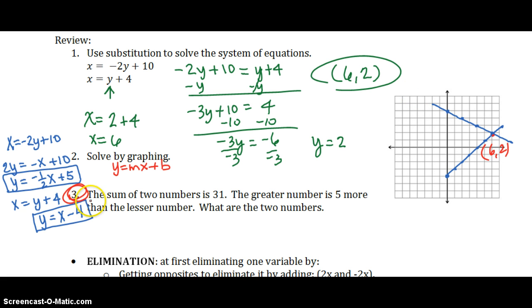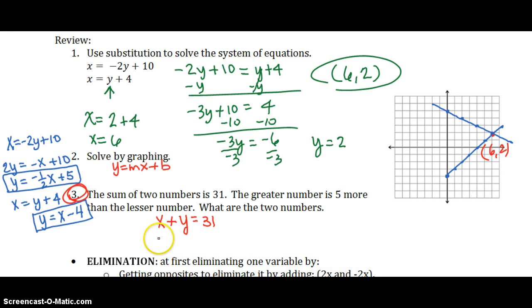All right, number 3 says the sum of two numbers is 31. So two numbers, we don't know what they are, so let's use our famous x and y. The sum of two numbers is 31. That's what the first sentence says. The greater number, is that x or is that y? We do not know. But the greater number is 5 more than the lesser number.